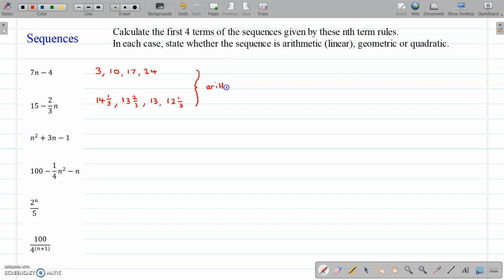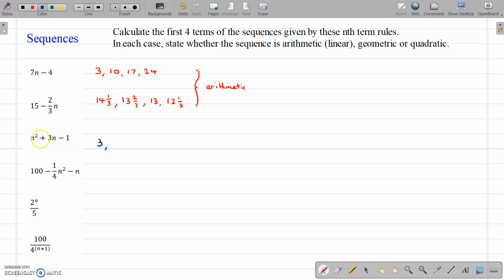Now, in the next two sequences, we have an n squared term. Okay, now we do the same thing. We take n to be 1, 2, 3, and 4 in turn. So we'll start with 1. And in this one, we've got 1 squared, which is 1 plus 3 ones. That's 3. So 1 plus 3 is 4. Minus 1 is 3. Okay.